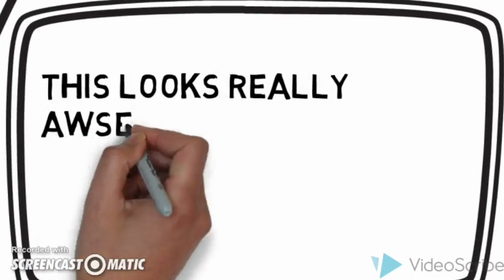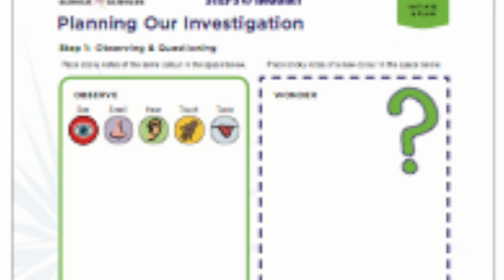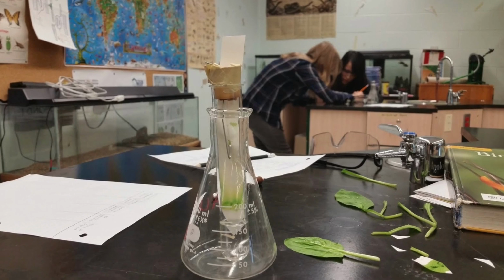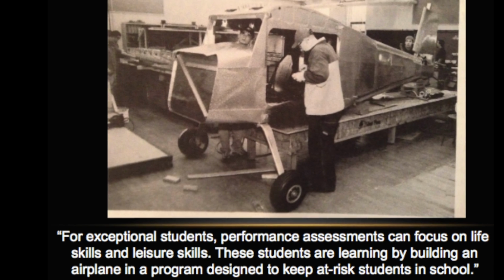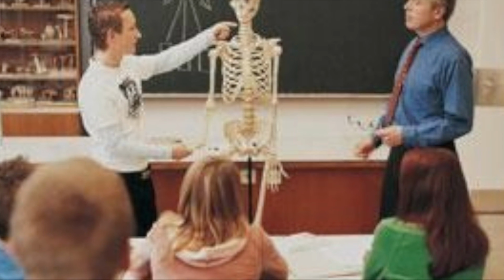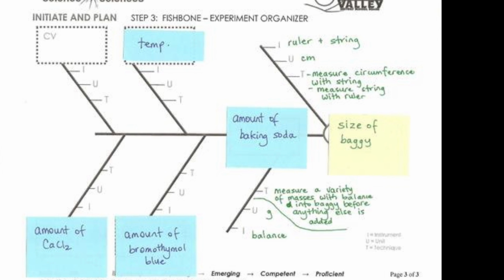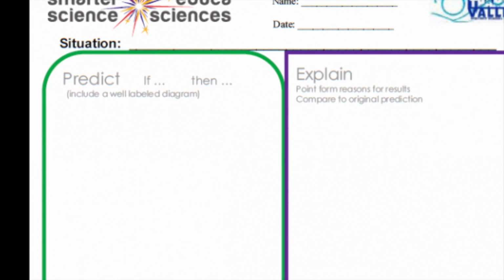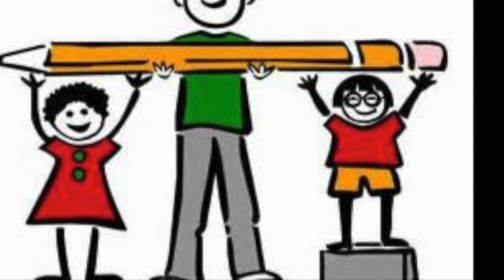This looks really awesome. What are some other strengths of this inquiry learning? It allows students to perform the skill and apply procedural knowledge. It allows students to use higher order thinking, real-world reasoning skills, and problem solving. It's not just about the end result. It's about determining what's going right and wrong throughout the process for constant improvement. It allows us to see how students are thinking, and of course it differentiates for all different learning styles.